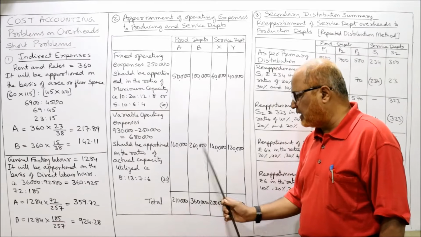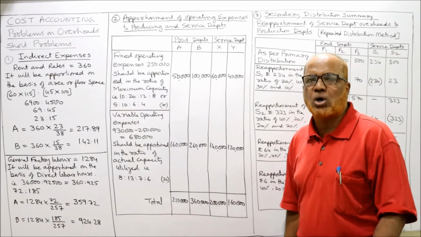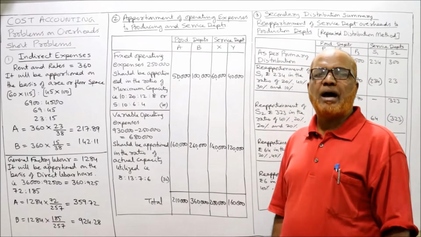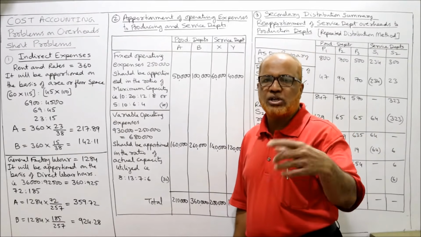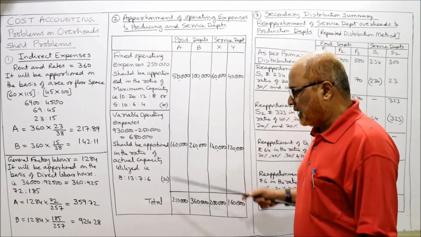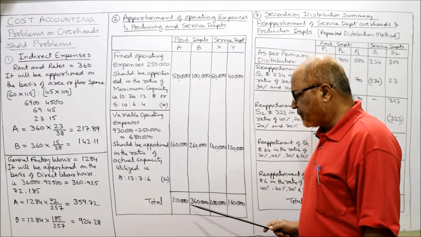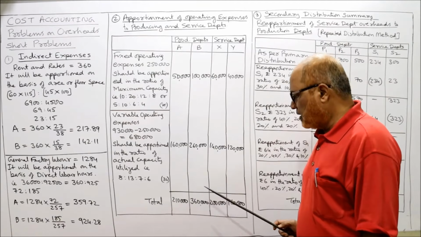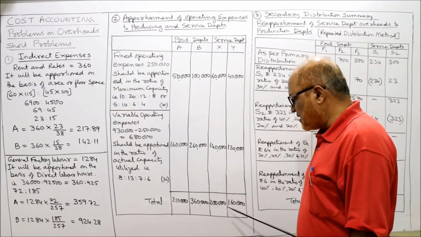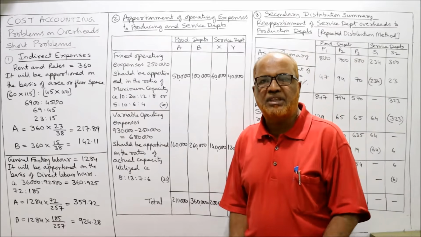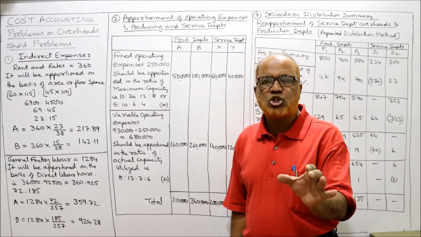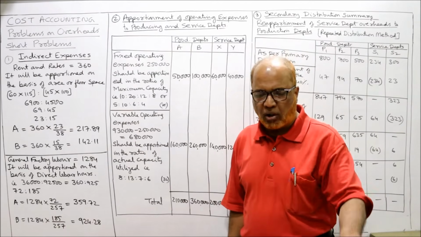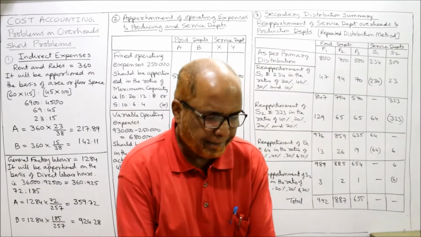6,80,000 into 6 by 34, 1,20,000. That's all. Now simply add up and find out the total for producing and service department. The total is 2,10,000 for A, 3,60,000 for B, and 2 lakh rupees for X, and 1,60,000 for Y. That's all. This is the apportionment of overheads among all the departments.